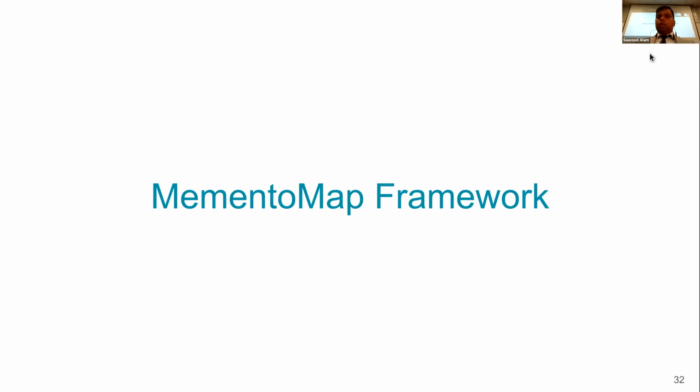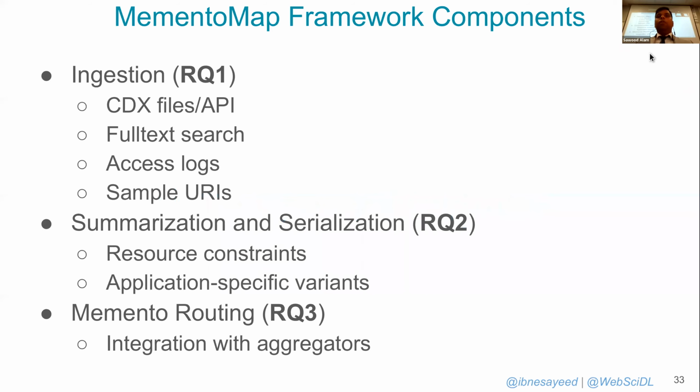So the high-level overview of our MementoMap framework: basically it has three main components: the ingestion, summarization and serialization component, and the memento routing component. These three components nicely correspond to our research questions. The first one will deal with CDX files and full text search, access logs, sample URIs.